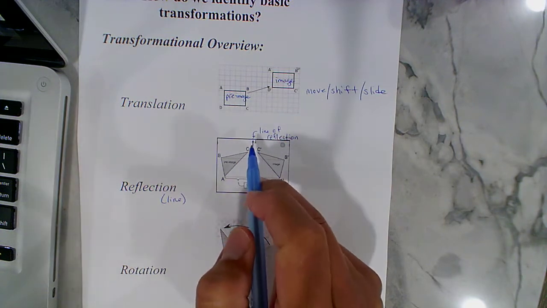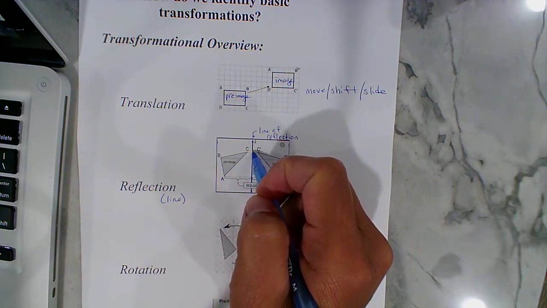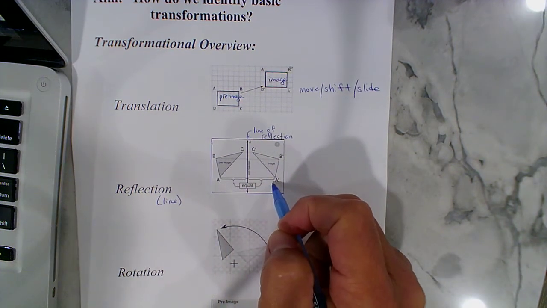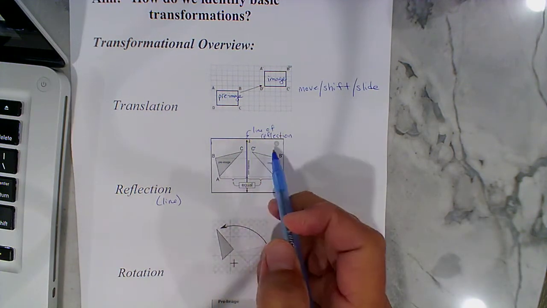So sometimes, like if you flipped it over the y-axis, you would count: oh, it's 1, 2, 3 from the y-axis, so it's 1, 2, 3 on the other side. And that's where you put A prime. All right, perpendicular in, perpendicular out.